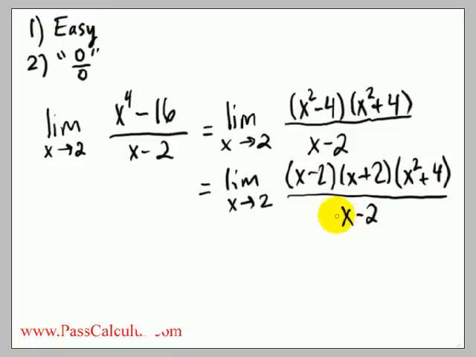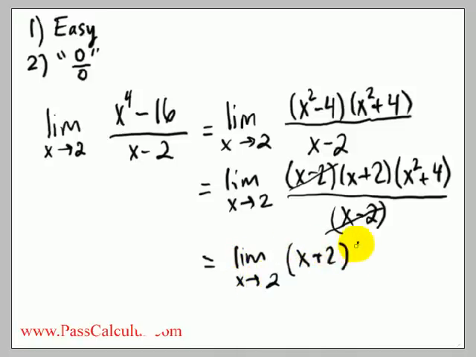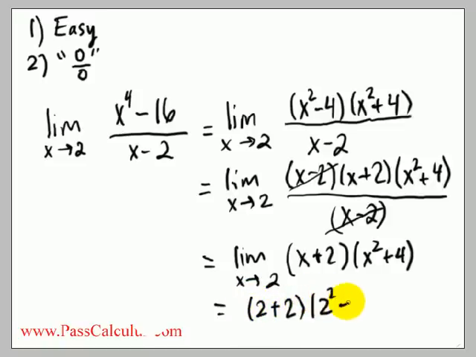And now we see that we get some canceling here, right? These x minus 2's, they go away now. They cancel off and they leave 1 behind. So what do we get? We get x plus 2 times x squared plus 4. And now this is back to the easy kind of limit, type 1, because I'm allowed just to put 2 in there right now, can't I? 2 plus 2 is 4, and 2 squared plus 4 is 8. So we get 4 times 8, so the answer is 32 on that one.